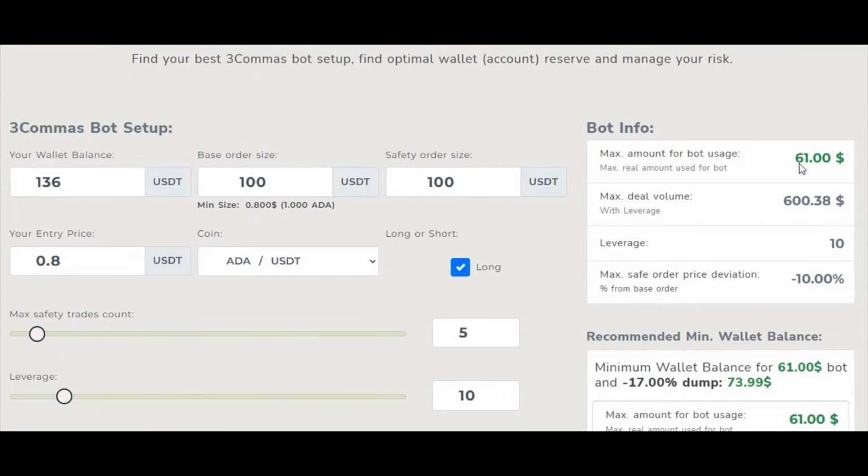Max amount for the bot usage is $61, and maximum deal volume is $600, because you see the base order is 100 and the safety order 100 times 5. So here $500 and here $600. Why am I getting around $60 here only? Because I am using the leverage. So even though I have $61, I still can run this bot because I am using 10 times leverage, right?